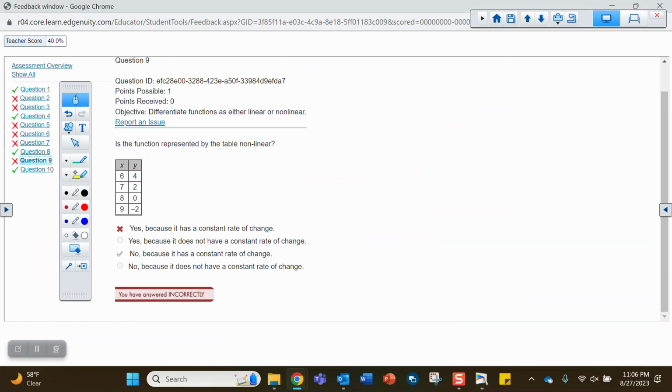Is the function represented by the table nonlinear? So again, this is increasing by 1 every time. So we need the table to do the same thing all the way down. So that's -2, and that's -2, and that's -2. So yes, it is linear. So the question is, is it nonlinear? So no, it's not nonlinear because it has a constant rate of change.